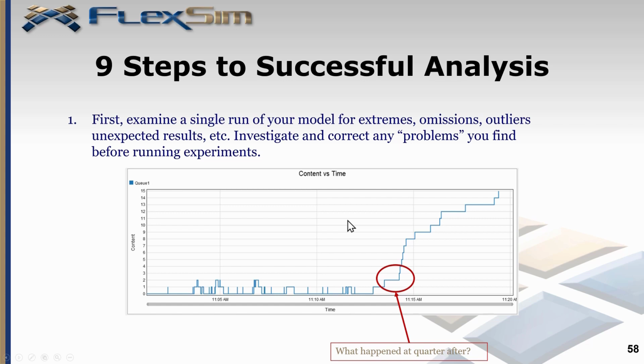Let's now talk about what it takes to have a successful analysis of your model. I've broken it out into 9 steps here. The first is to examine a single run of your model before going into an experiment. Check for extremes, omissions, outliers, unexpected results, etc. You do this by watching the animation first and then by plotting some time plots like this one here, content versus time, and it can help identify problems like, can you explain this flat line? Does it make sense to you? Why the content held constant at 2 for a while?